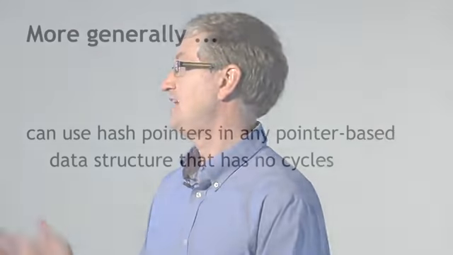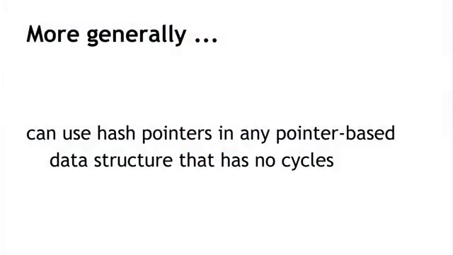More generally, it turns out that we can use hash pointers in any pointer-based data structure, as long as the data structure doesn't have cycles. If there are cycles in the data structure, then we won't be able to make all the hashes match up. If you think about it, in an acyclic data structure, we can sort of start near the leaves or near the things that don't have any pointers coming out of them, compute the hashes of those, and then work our way back sort of toward the beginning. But in a structure with cycles, there's no end that we can start with and compute back from.